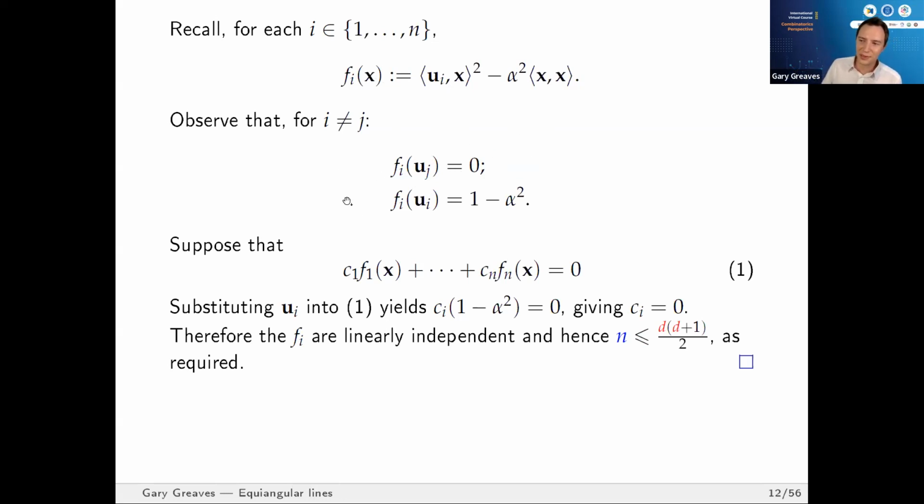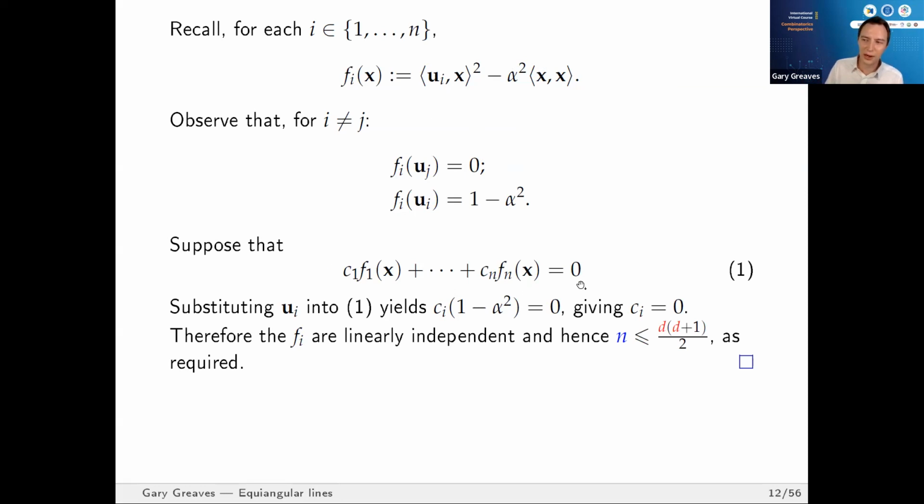So that's the first property. The second one is if we plug u sub i into f sub i, then we end up with 1 minus alpha squared. To see that, if we plug in u sub i here, we'll get u sub i inner product u sub i, which gives us 1, since it's a unit vector, and then minus alpha squared times u sub i inner product u sub i, which is again 1. So we'll end up with 1 minus alpha squared, this one here.